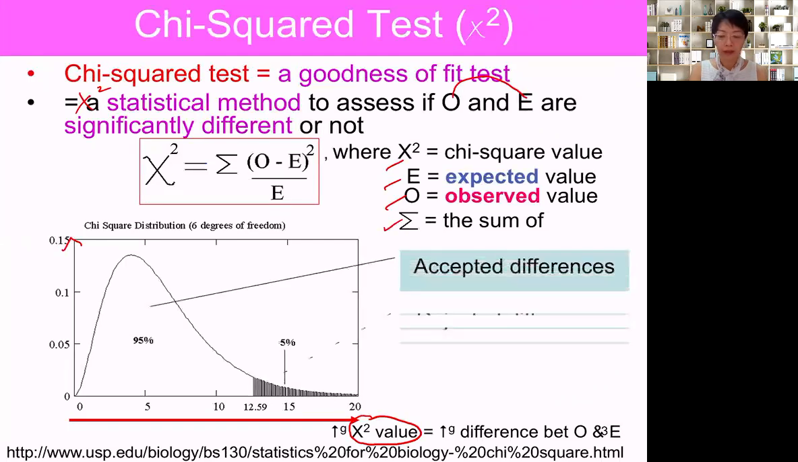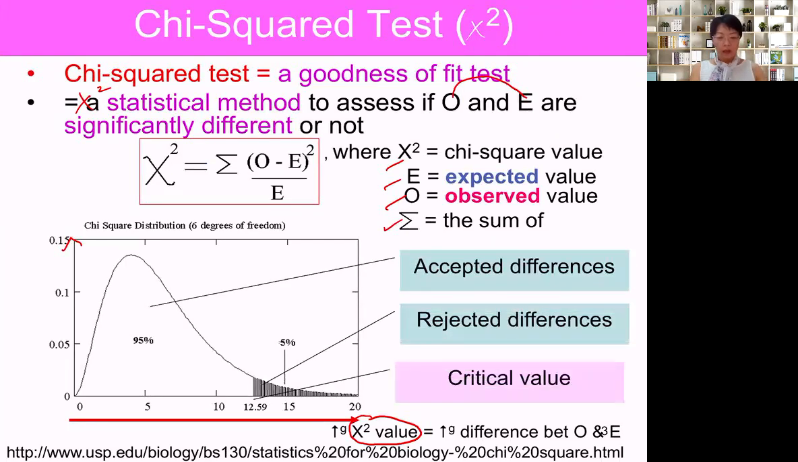So here, any chi-square value located here is considered an acceptable difference, and those located at the shaded region of the chi-square distribution graph are the rejected differences. The chi-square value where the probability of O equals E is 0.05 is called the critical value.